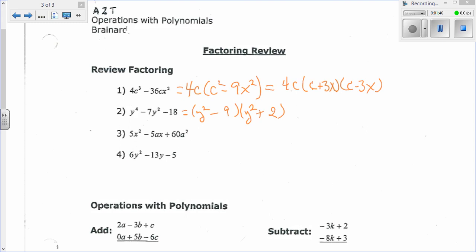And when I look at that, then y squared minus 9 is a difference of two perfect squares again. So it's y plus 3, y minus 3. And then y squared plus 2 is not a difference of two perfect squares, so it is not factorable.